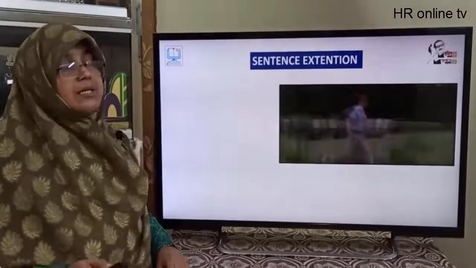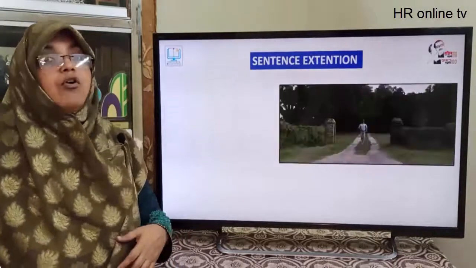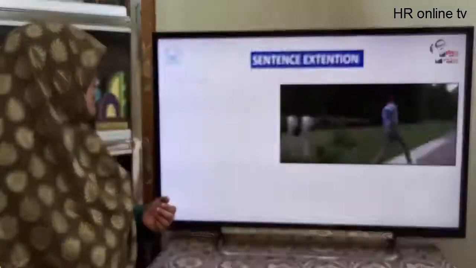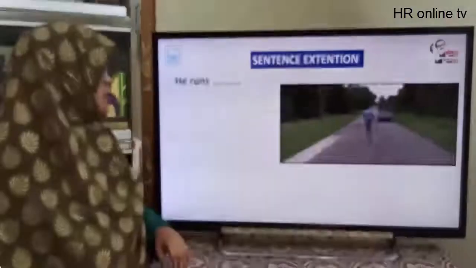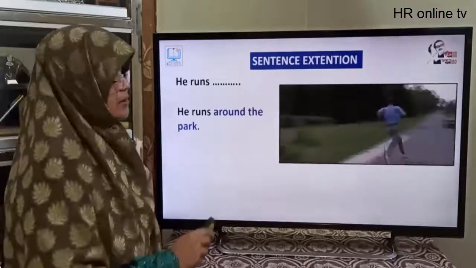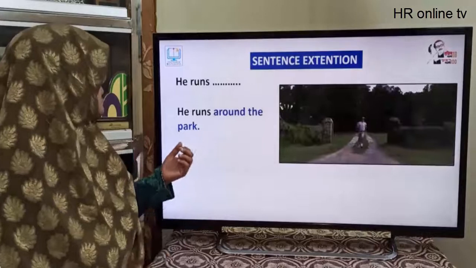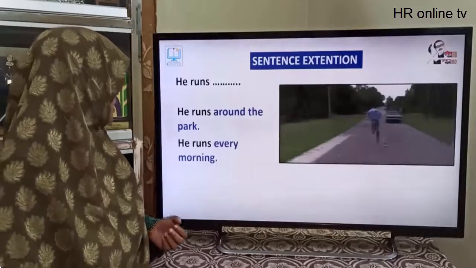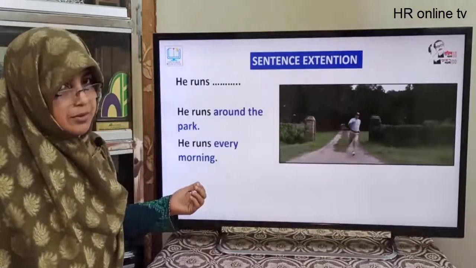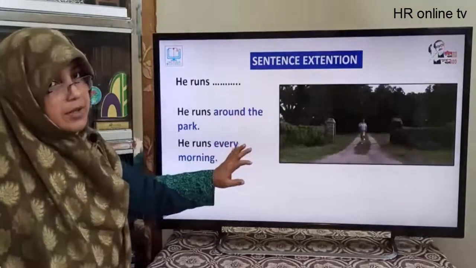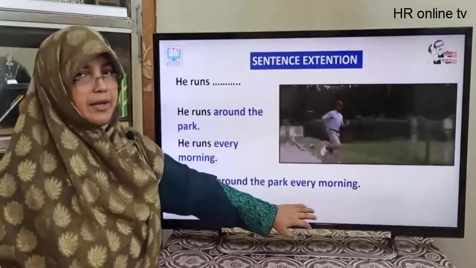Okay, that's the sentence extension. So we have to use sentence extension for expressing, for giving more information. Suppose he runs, it needs more information. If we say he runs around the park, it gives more information. He runs every morning. It also gives more information. You can combine those words, no problem. Look at the example. He runs around the park every morning.